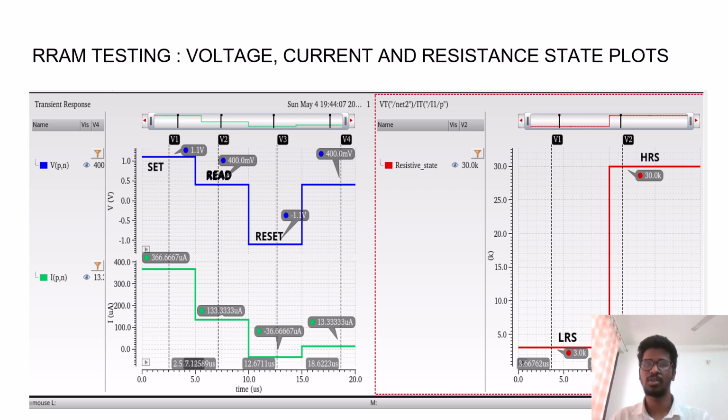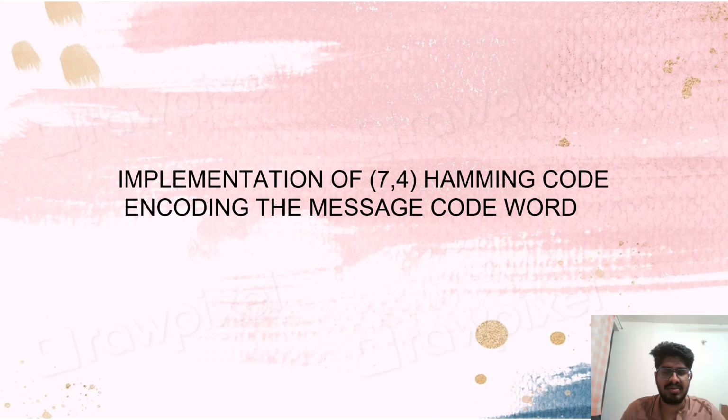Here we can see the result of testing the RRAM model. A plus 1 volt is applied to switch from the high resistance state to the low resistance state, and in the transition from the low resistance state to the high resistance state, you get a spike of current of 360 microamperes. A 400 millivolt is applied to read the state, and the current is observed as 133 microamperes, and again minus 1 volt is applied to switch the cell back from the low resistance state to the high resistance state.